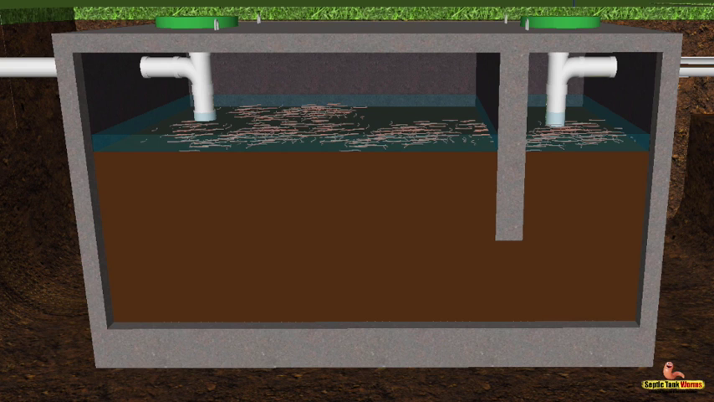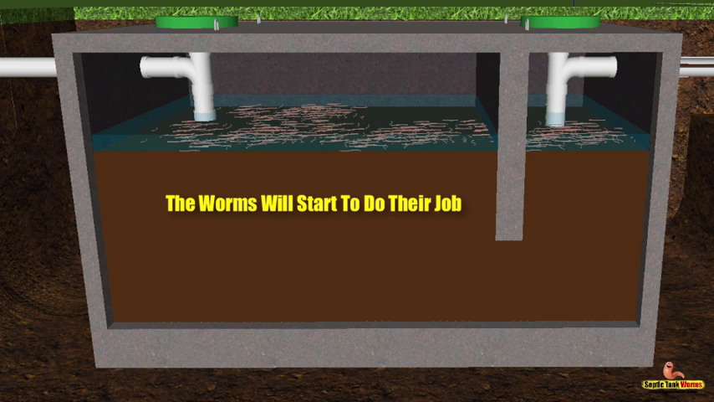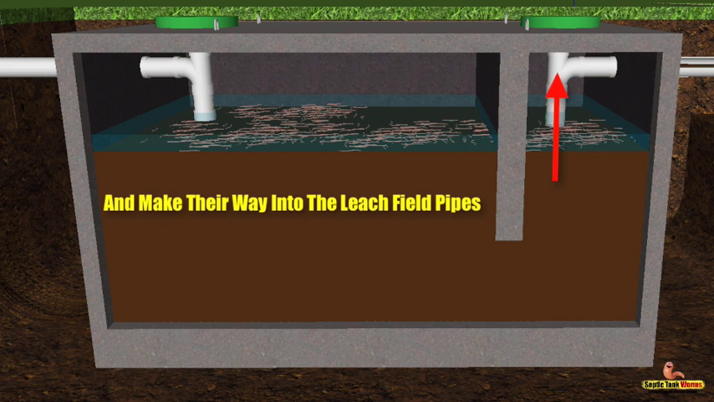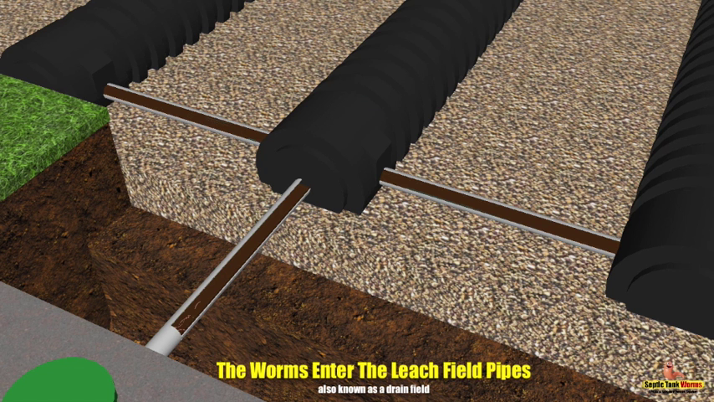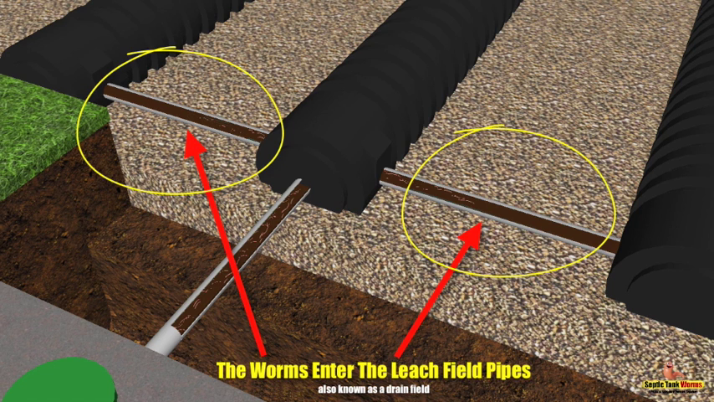The worms will settle on top of the sludge and very quickly they'll start to do their job. They'll start breeding, they'll start multiplying and burrowing into that sludge, making their way into the septic tank and making their way through the pipes towards the drain field. As the worms continue to breed, continue to multiply, they'll make their way through the arteries, through the sludge, deeper and deeper into the drain field.